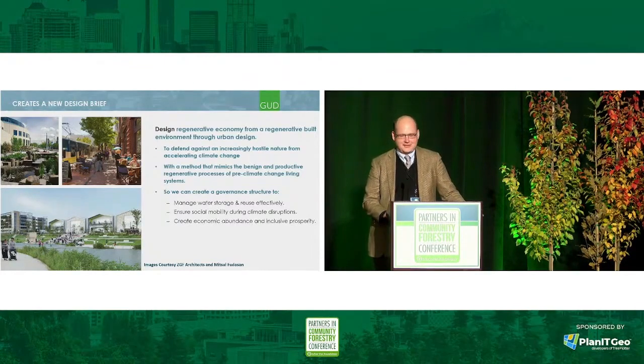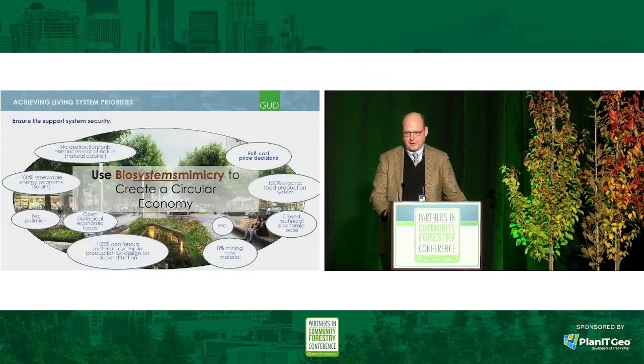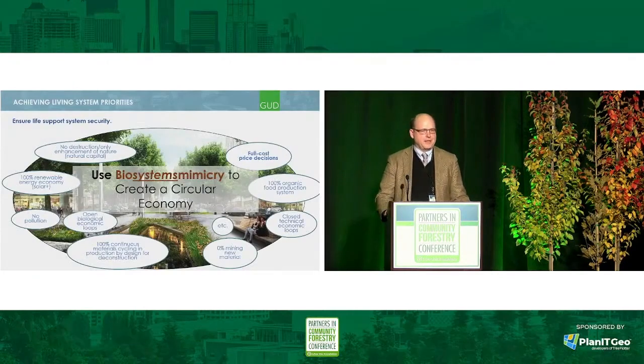to climate change. And so it's that social cohesion that we need to make new governance structures that allow us to change the economy that relies on us managing water more carefully and reusing it more efficiently, and ensuring that there's social mobility for everyone during the climate disruptions that are coming, and that we create some economic abundance and inclusive prosperity. So this seems strange, but we hear biomimicry.